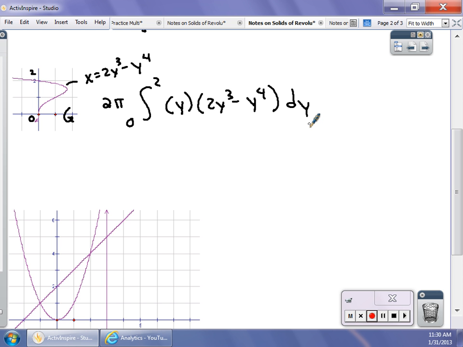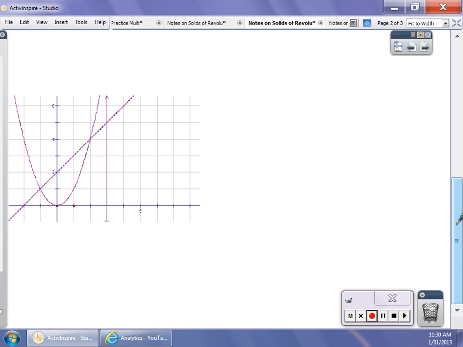In my next example, I'm going to take the center of the rotation and change it. So instead of it being around the y-axis or the x-axis, I'm going to make it around another vertical line, x equals 3. So if I'm rotating around a vertical line, I want x to be my variable of integration with shells. This line is y equals x plus 2.